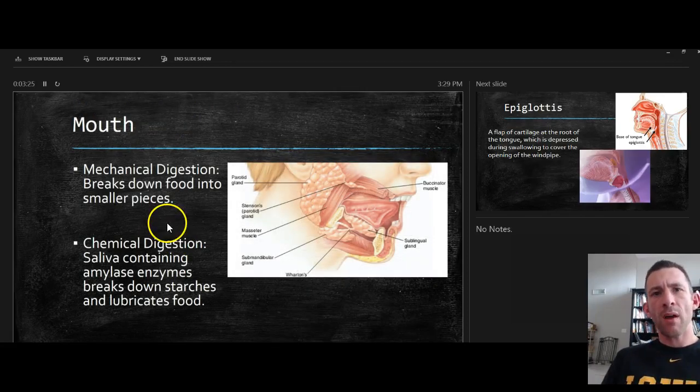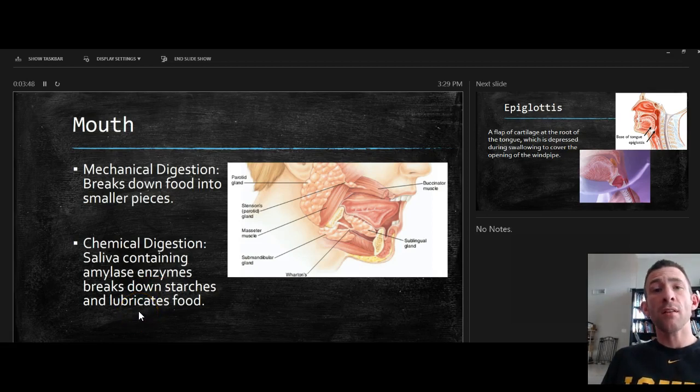The first one we have is mouth. Now, it has two parts to it. The mouth does mechanical digestion and it does chemical digestion. So the mechanical part is the teeth and breaking down the food into smaller pieces. And then the chemical side of things happens in the salivary glands and the saliva that they create, and it has this thing called amylase, and it's an enzyme that breaks down starches.